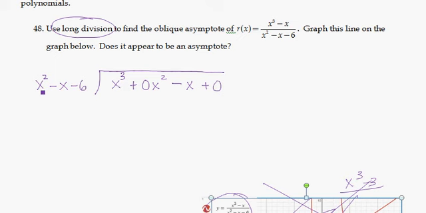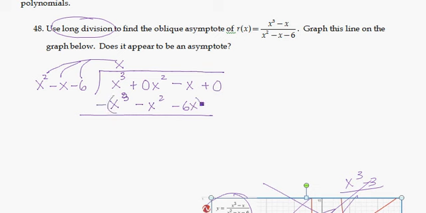So we ask ourselves, how many times does x squared go into x cubed? It goes in x times, and we distribute that x to all three terms. So we get x cubed minus x squared minus 6x. And then when we subtract, that changes all of the signs. So this is going to be a positive and a positive. So we get 0 plus x squared is x squared. Negative x plus 6x is positive 5x. And then we carry down the big old 0.